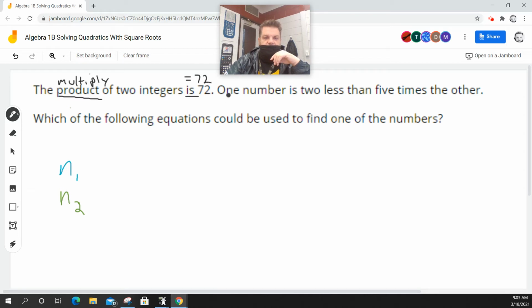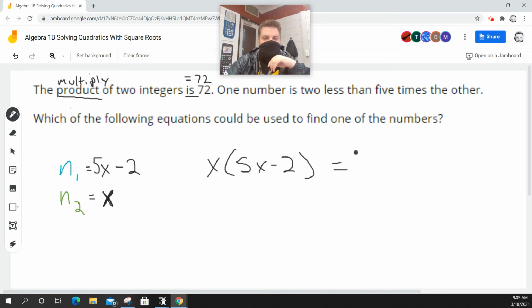All right, so it says one number is 2 less than 5 times the other. So we'll call this one the other. I don't know anything about this number. I'm just going to call it the other. And the other number, one number is 2 less. That means subtracting 2 from 5 times the other, 5 times x. So I'm going to say x times 5x minus 2 is equal to 72.